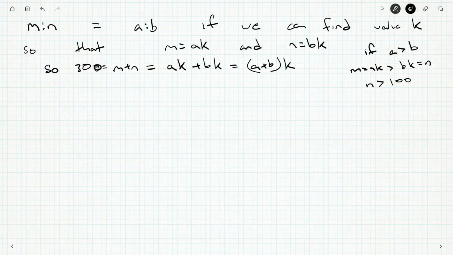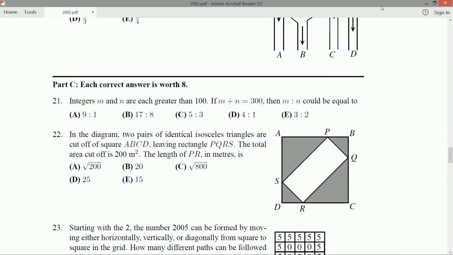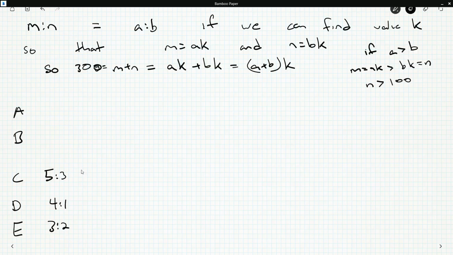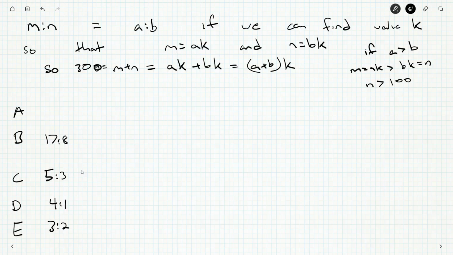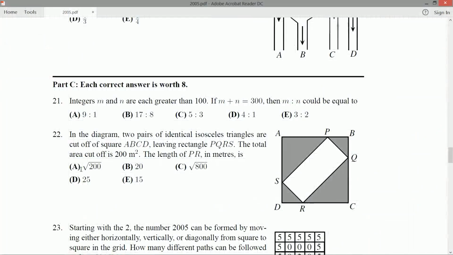All right. So, our potential answers are A, B, C, D, and E. I'll give myself a little more space. D was 4 to 1. E, I think, was 3 to 2. So these are the smaller ratios. I think they're more likely, just because the smaller the sum a plus b, the bigger k will be, and thus the bigger m and n are likely to be. 5 to 3, 17 to 8. And I think the other one was 9 to 1. But I mean, that's good intuition, and if we wanted to, we could focus on D and E.